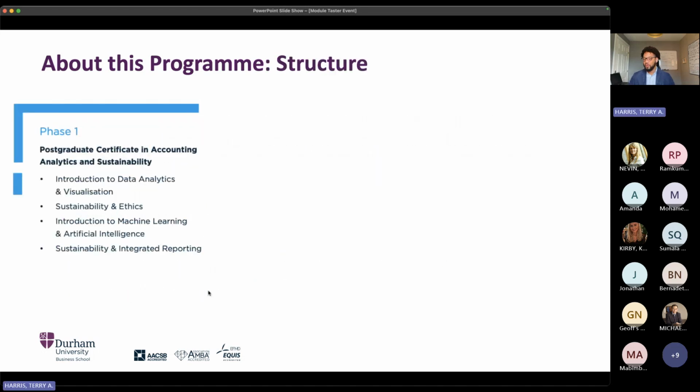The program has three main phases. In the first phase, you can pursue the certificate in accounting analysis and sustainability. In the certificate, you have to complete four modules: introduction to data analysis and visualization, a module I'll talk about myself; sustainability and ethics; introduction to machine learning and artificial intelligence, another module that I cover; and sustainability and integrated reporting. So these four modules comprise the first phase, the certificate in accounting analysis and sustainability.